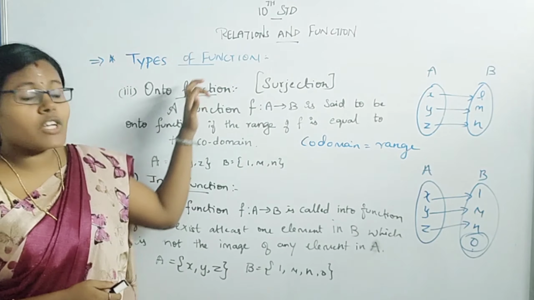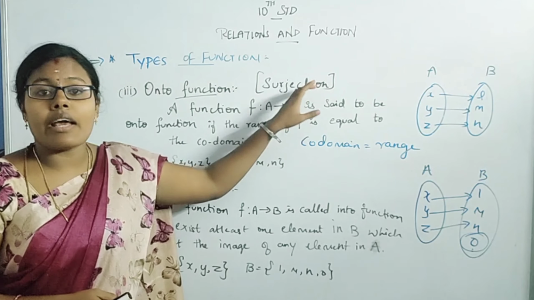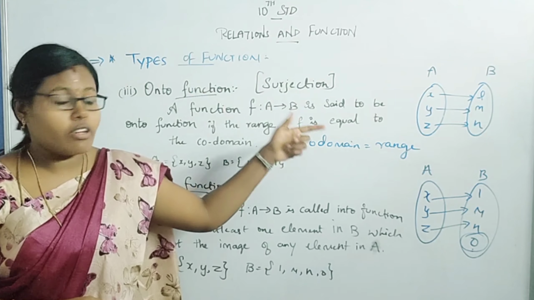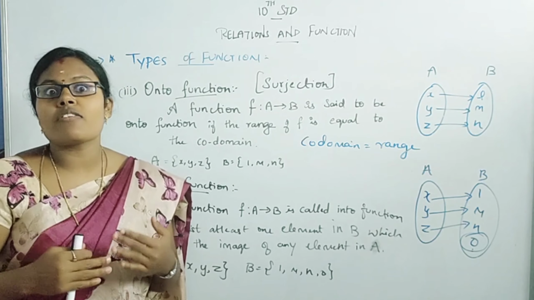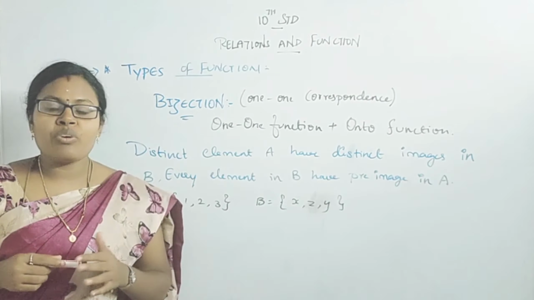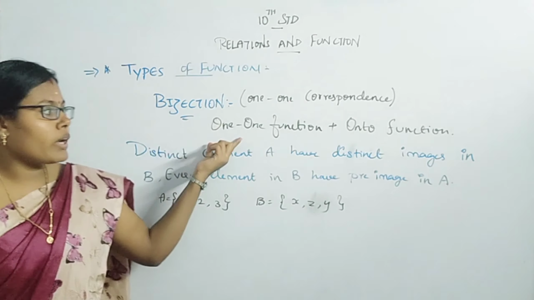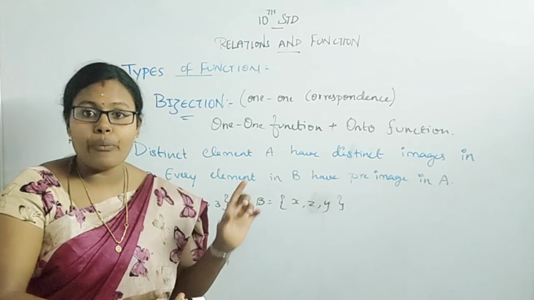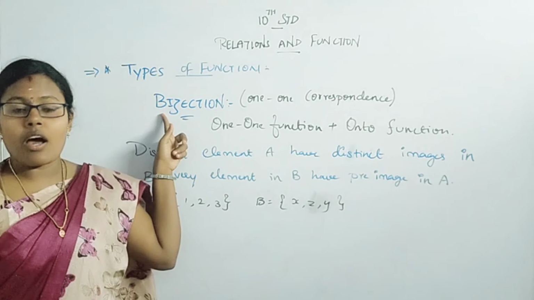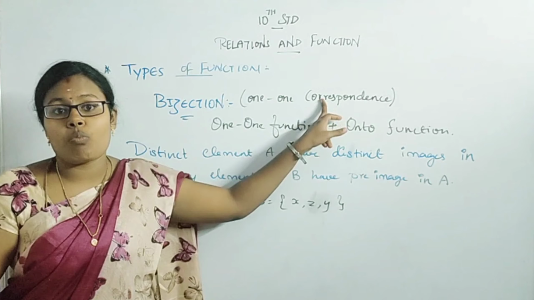So now you clearly got what is an onto function and an into function. An onto function is also called a surjection. Like how one-one is called injection, this is called surjection. So remember this. Now we'll see what is bijection. Bijection is nothing but one-one plus onto. When the function is both one-one and onto, that is called bijection. This is also called a one-one correspondence.